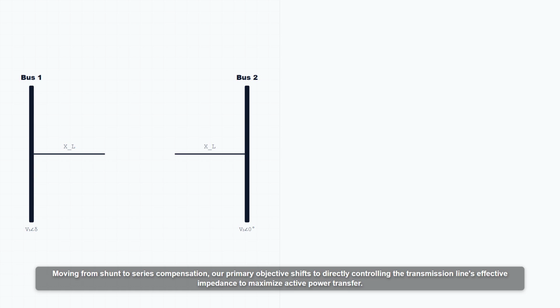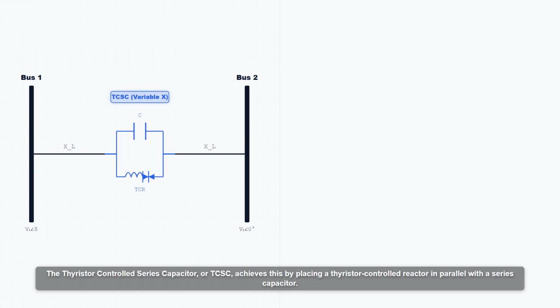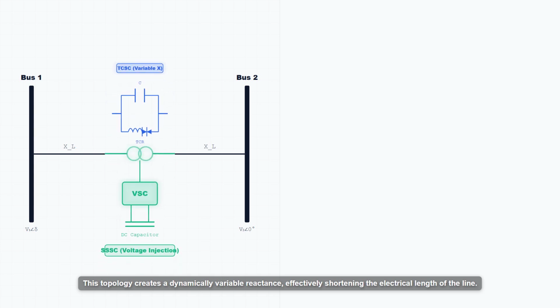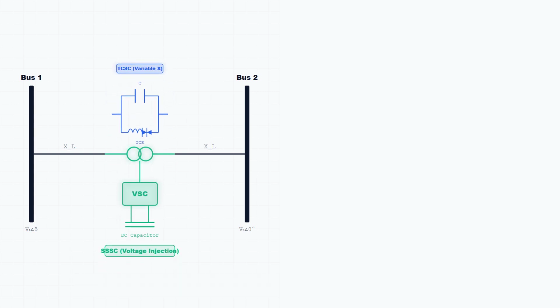Moving from shunt to series compensation, our primary objective shifts to directly controlling the transmission line's effective impedance to maximize active power transfer. The thyristor controlled series capacitor, or TCSC, achieves this by placing a thyristor controlled reactor in parallel with a series capacitor. This topology creates a dynamically variable reactance, effectively shortening the electrical length of the line.